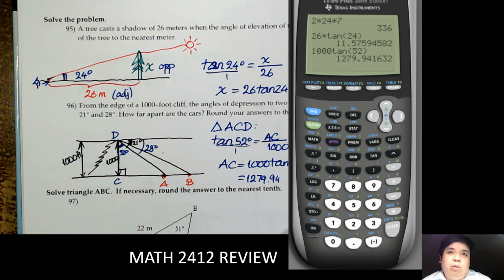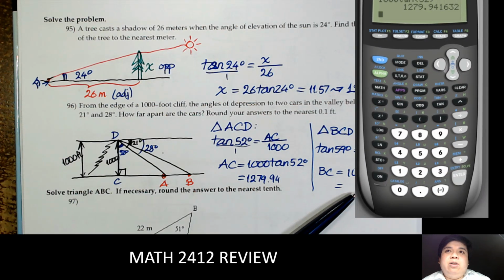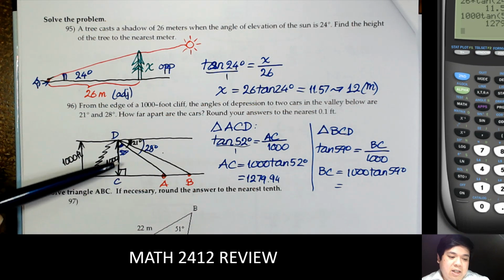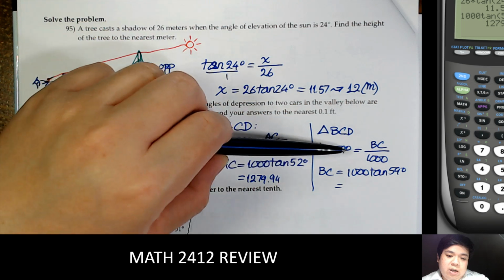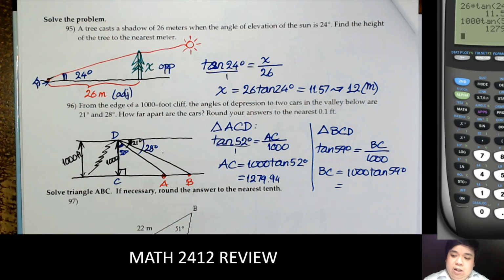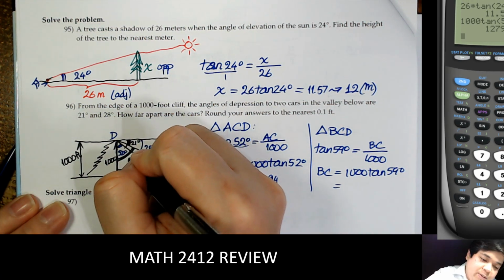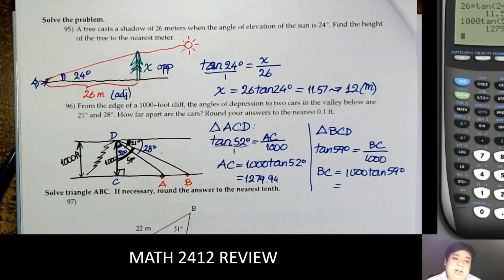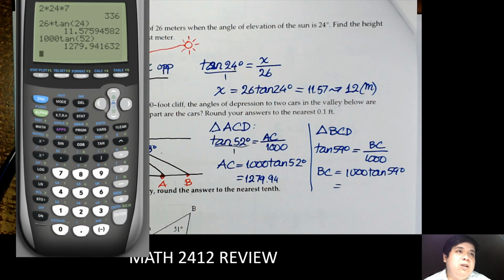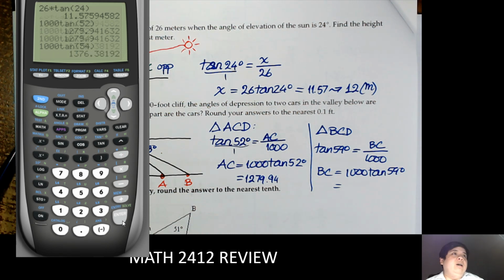Sorry, I have the calculator on the way. Right. So triangle BCD with respect to the supplement angle of 51 degrees. So we have this. If that is 21, this here is going to be 59 degrees. Take away 21, we have 59 left, and then we do the math. 1000 tangent of 59 degrees, and we have that.